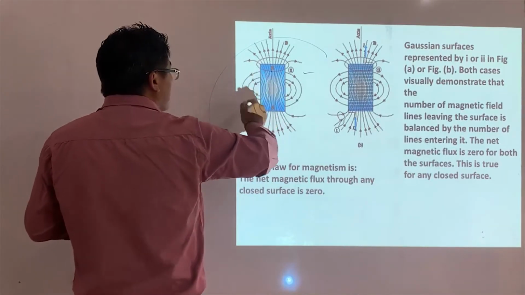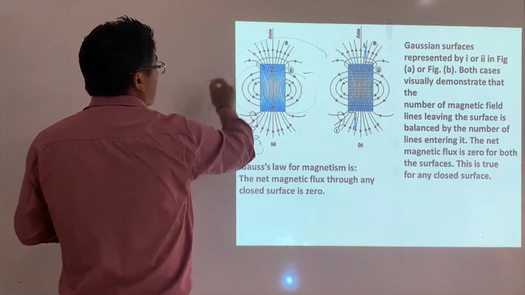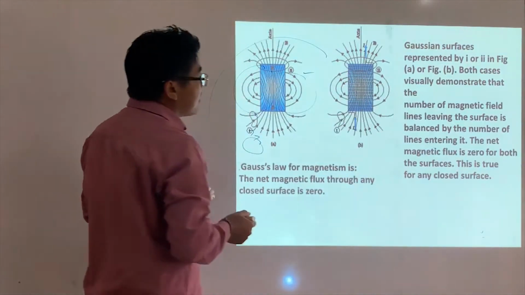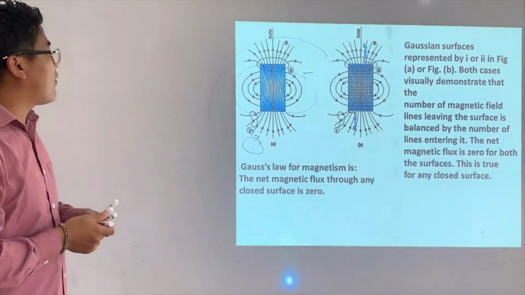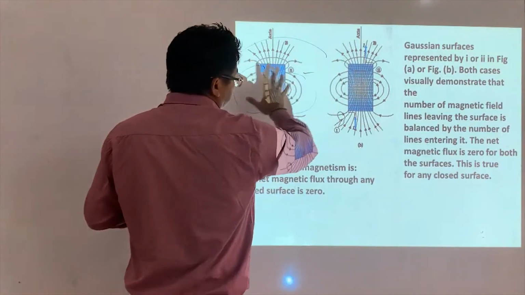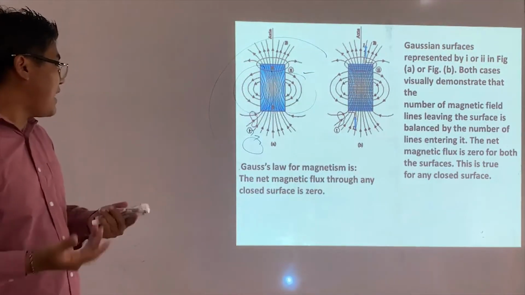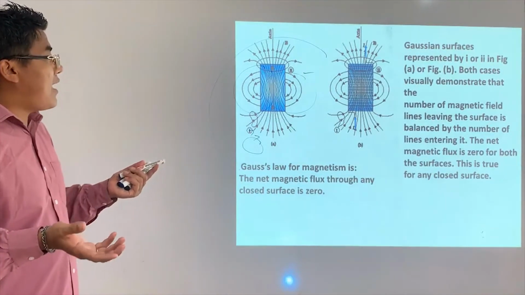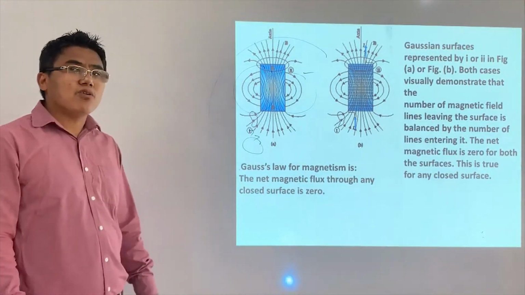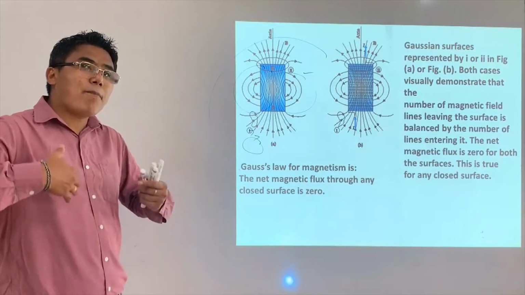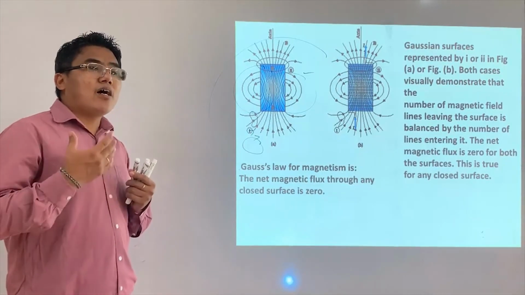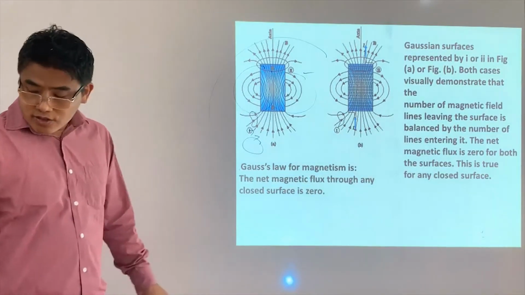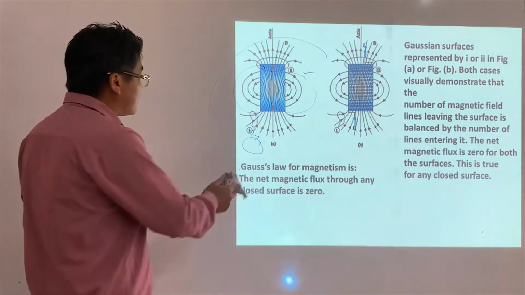Look here, you see closed loops are forming. This is what we talk about. If closed loops are formed, and you choose any closed surface, then the magnetic flux would be 0. Why? Because the number of magnetic field lines entering the surface is equal to the number of field lines leaving the surface. Therefore the flux is always 0.